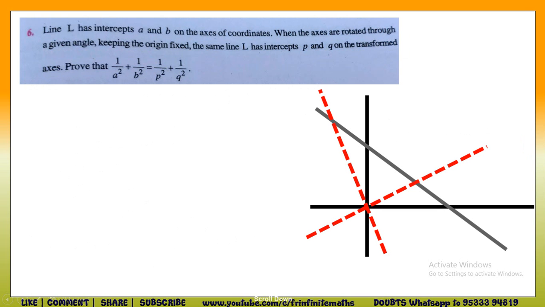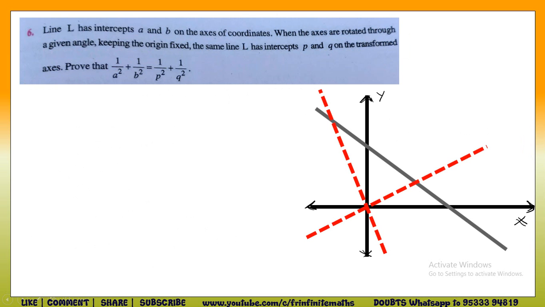Next, moving on to question number 6. Line L has intercepts a comma b. Now let us consider these black solid lines as my x-axis and y-axis. So this is my x-axis and this is my y-axis.